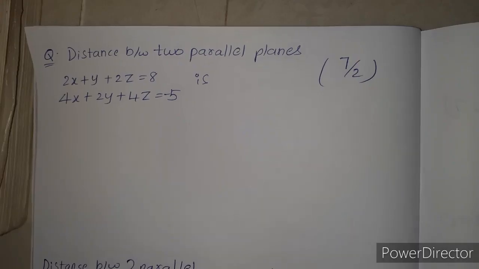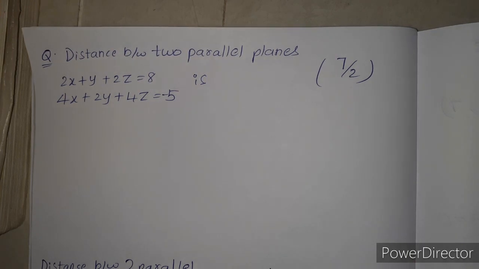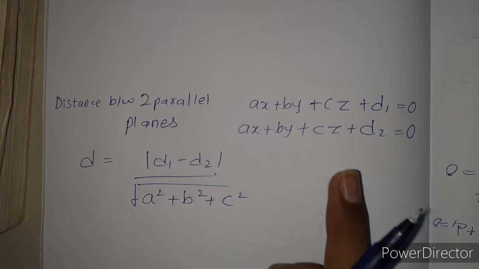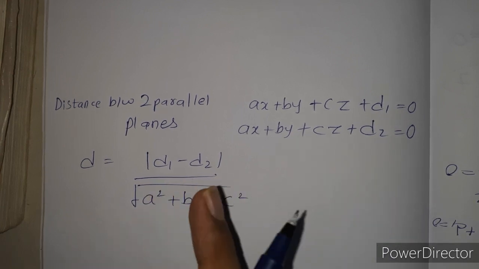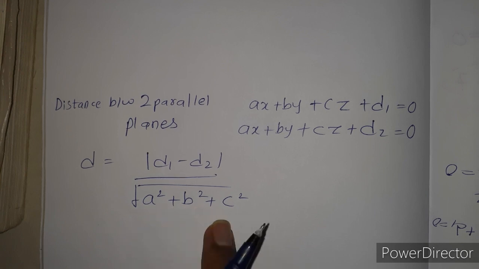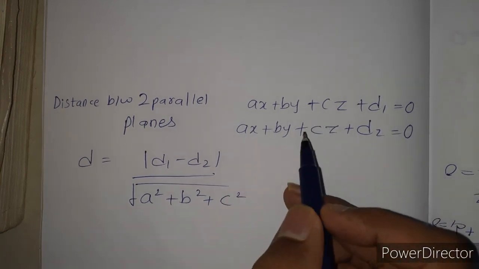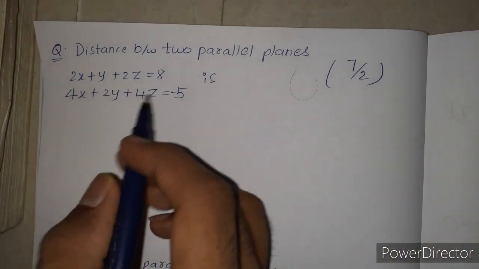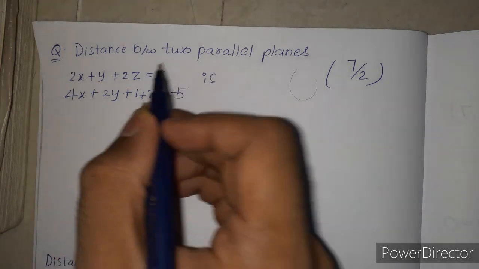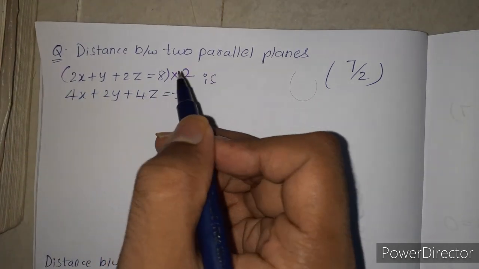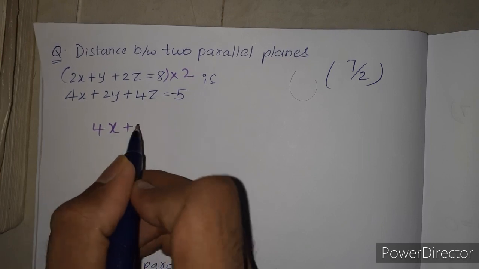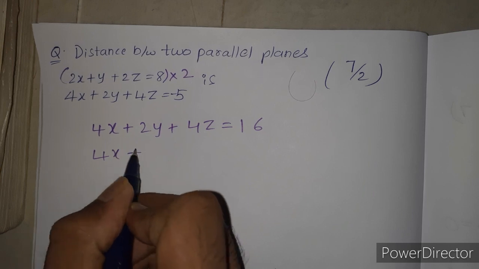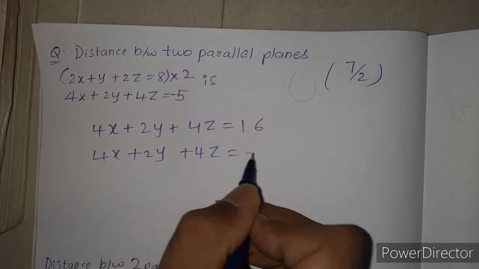And the given problem is we need to find the distance between two parallel planes given here. We know the formula. Distance between two parallel planes is |d2 minus d1| or |d1 minus d2| by root of a square plus b square plus c square. A, B, C are the DRs of the given two planes. They must be equal. But here they are proportional but not equal. So we'll multiply the first equation by 2. So it will become 4x plus 2y plus 4z equal to 16. And the second equation 4x plus 2y plus 4z equal to minus 5.